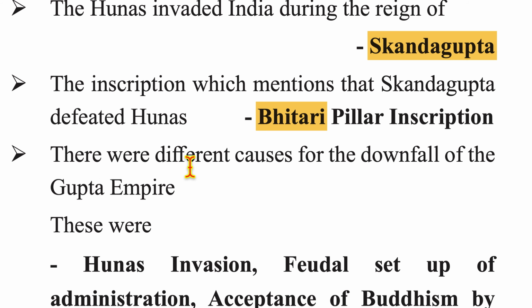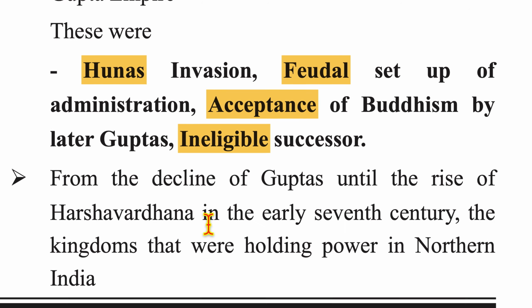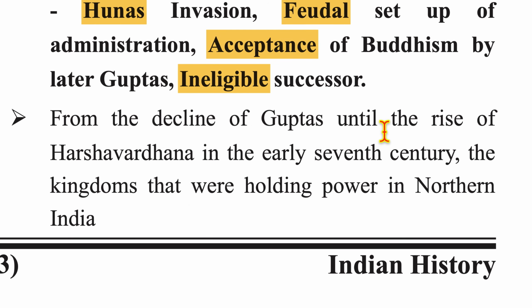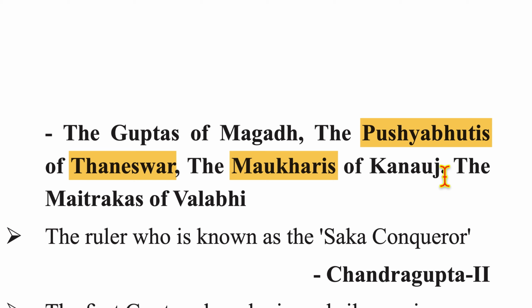Now, there were different causes for the downfall of Gupta Empire. These were Huna invasion, feudal setup of the administration, acceptance of Buddhism by later Guptas, and ineligible successors. From the decline of Gupta until the rise of Harshvardhan in the early 7th century, the kingdoms that were holding power in northern India were the Guptas of Magadh, Pushyabhutis of Thaneshwar, Mukhauris of Kannauj, and the Maitrikas of Vallabhi.